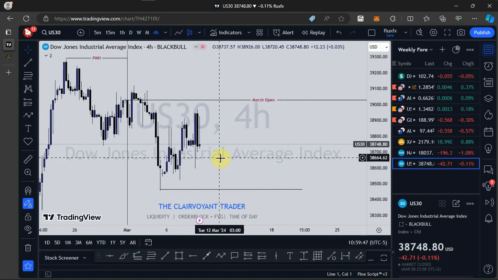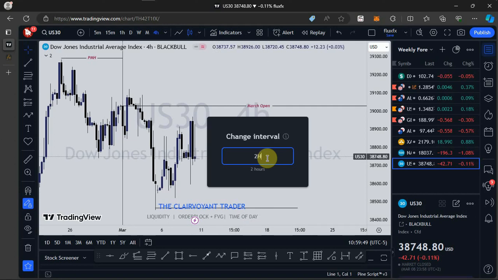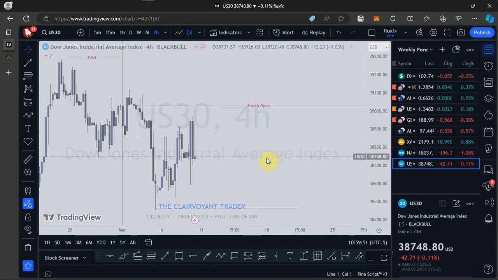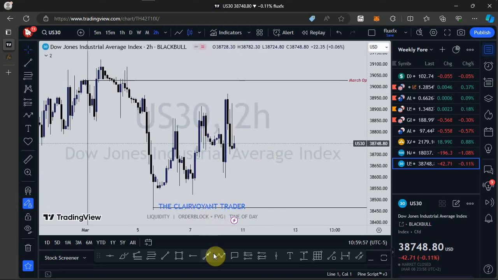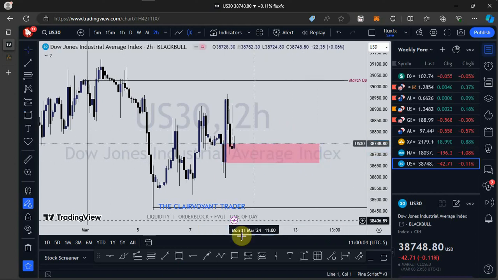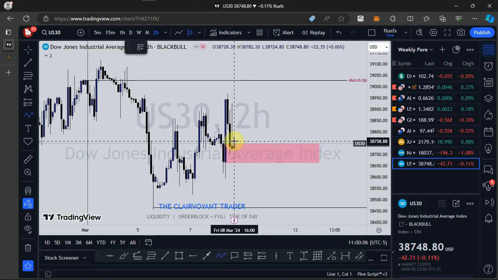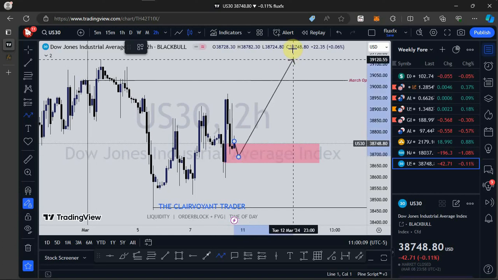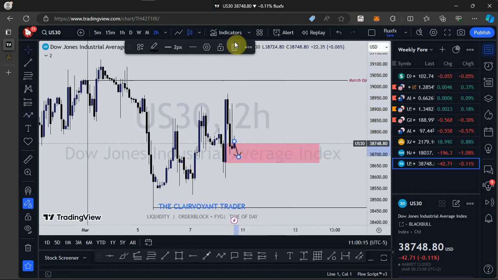Going into next week, I want to see price push up. I don't want to see this low violated. Once this low is violated, then definitely we are going to see price push to the downside. I'll also use this as a bullish order block. I want to see price tap into it, which we already are in, then we see a push to the upside. Remember, price is trading below March open price, so kindly take note of that. So that is just a start for US30.